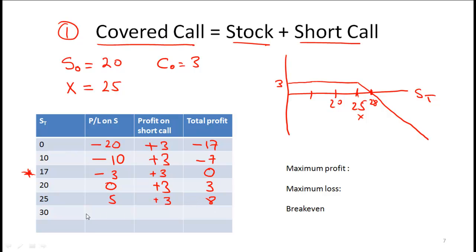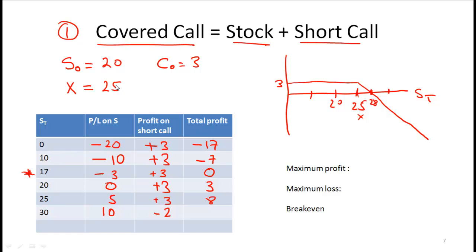But if the stock price goes above that, you are sort of happy, but you're not more happy, in the sense that if the stock goes up to 30, your profit on the stock now is 10. But what about the profit on the short call? Now if the stock price has gone up to 30, then you are losing money on the short call. How much are you losing? You are losing $2. Why? Because if the underlying is now at 30, then the payoff on the short call is 5.